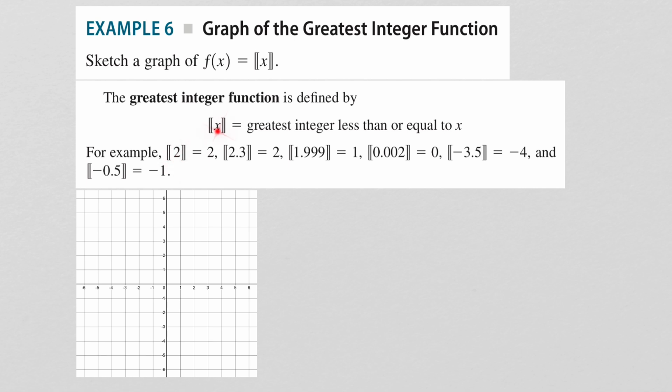But if I were to plug 2.3 in there, the greatest integer, the largest integer that is less than 2.3 is still the number 2, isn't it? If I plug in 1.999, the greatest integer that is less than 1.999 is 1. The greatest integer that is less than 0.002 is 0, etc. For negative values, the greatest integer less than or equal to negative 3.5 is negative 4.